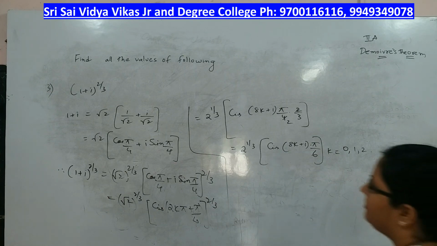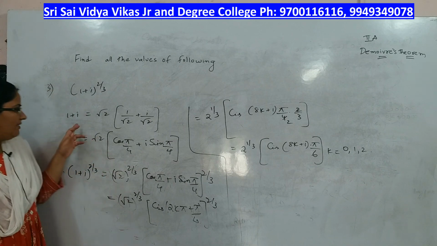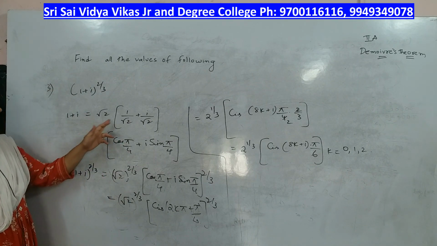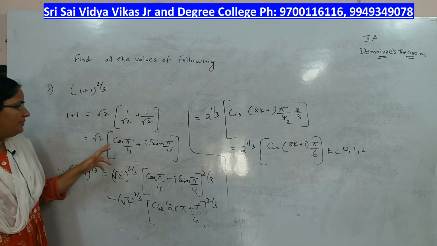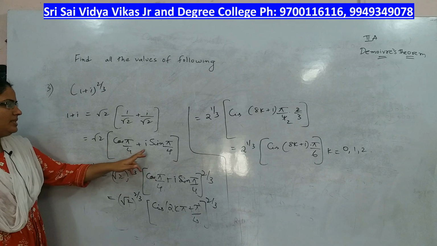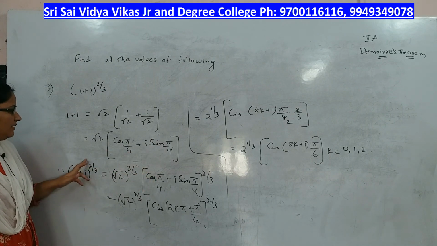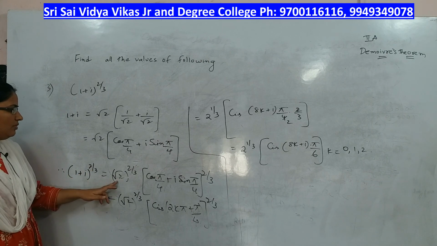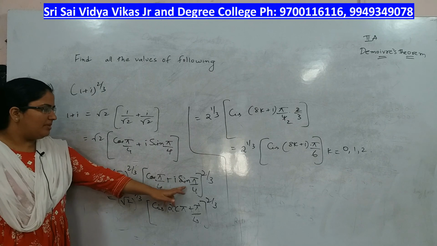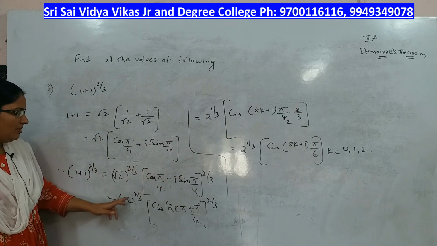Our next problem for today, (1 + i) whole power 2 by 3. Take 1 + i, multiply and divide by root 2. We have root 2 into (1/√2 + i/√2). Root 2 into 1 by root 2 is nothing but cos π/4 + i sin π/4. (1 + i) whole power 2 by 3 is equal to root 2 power 2 by 3 (cos π/4 + i sin π/4) whole power 2 by 3.